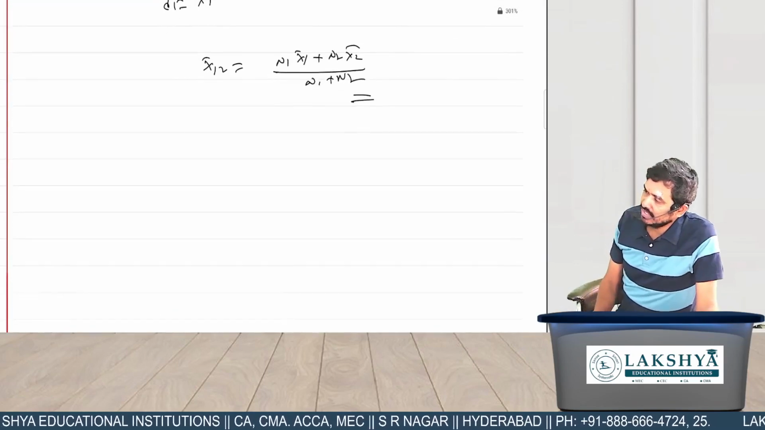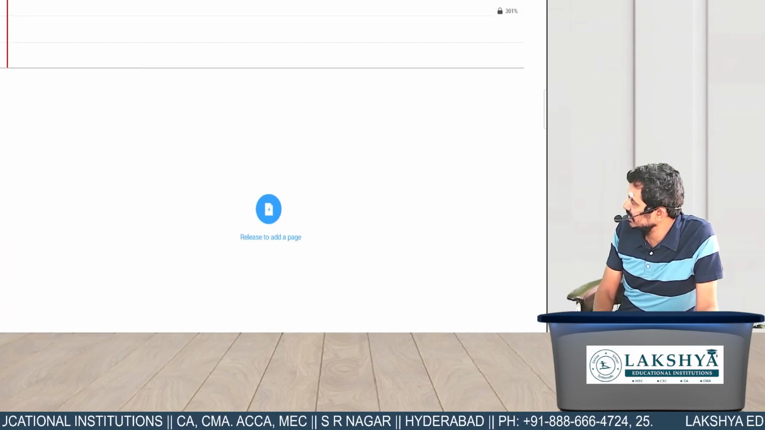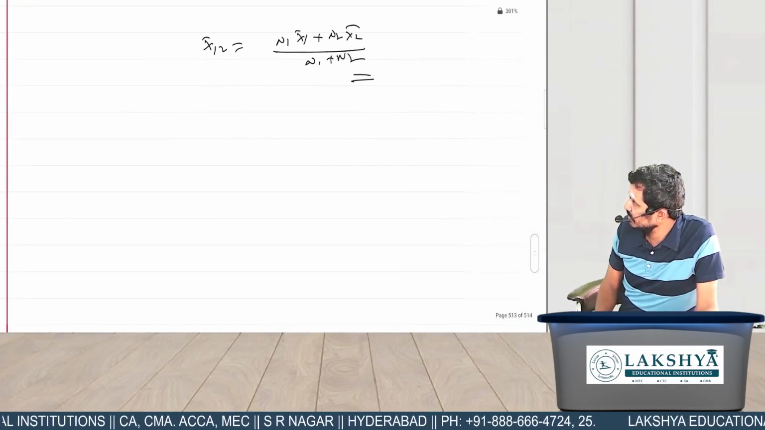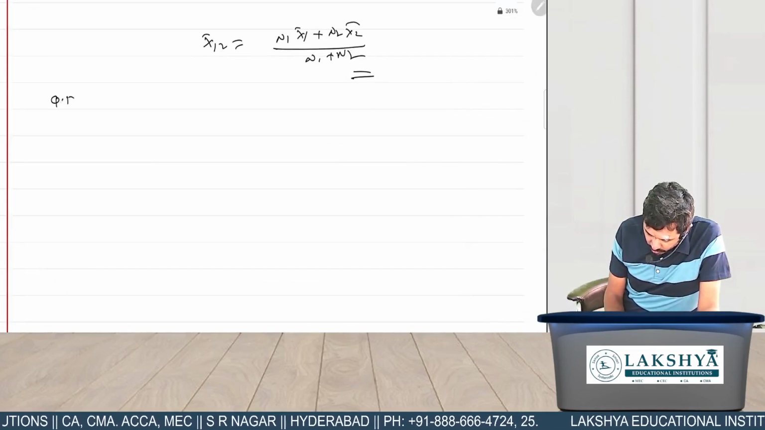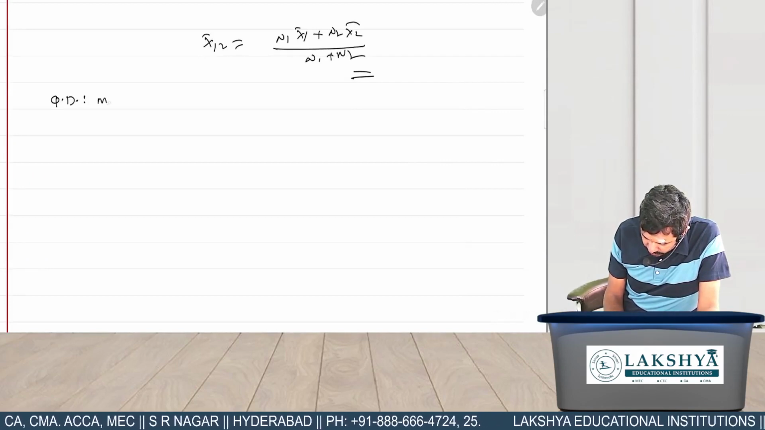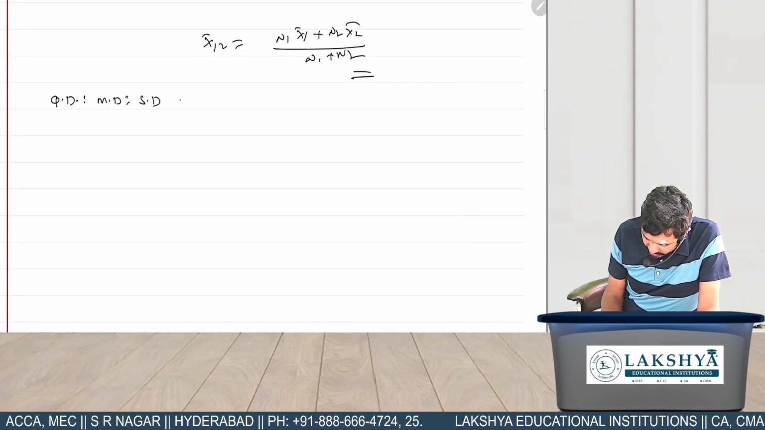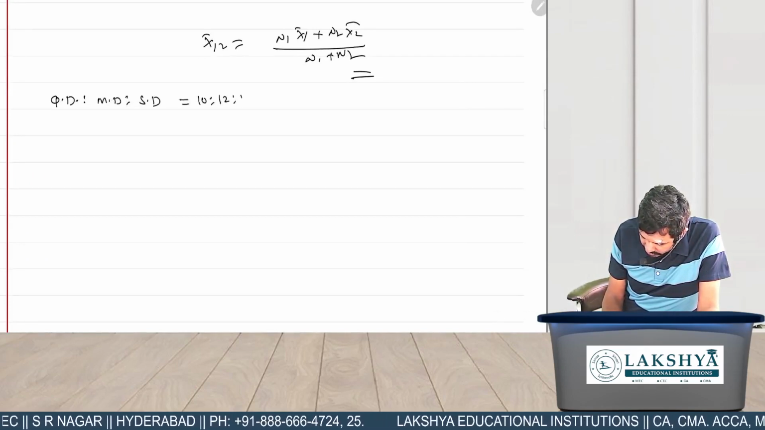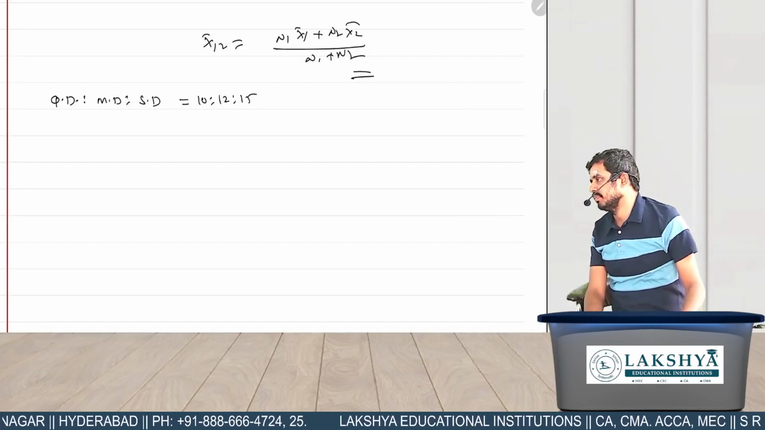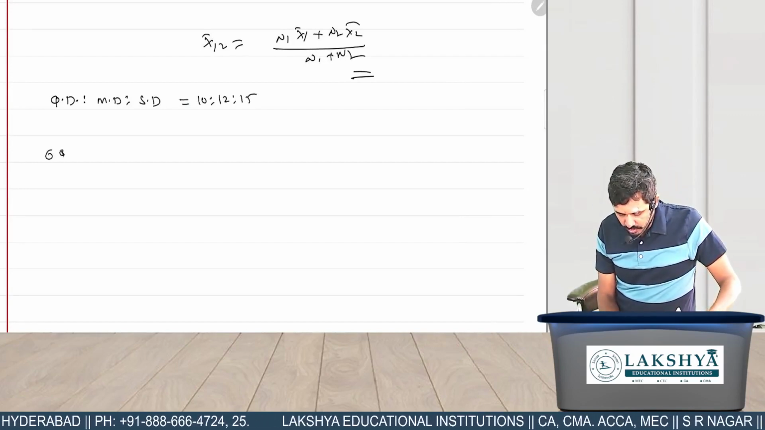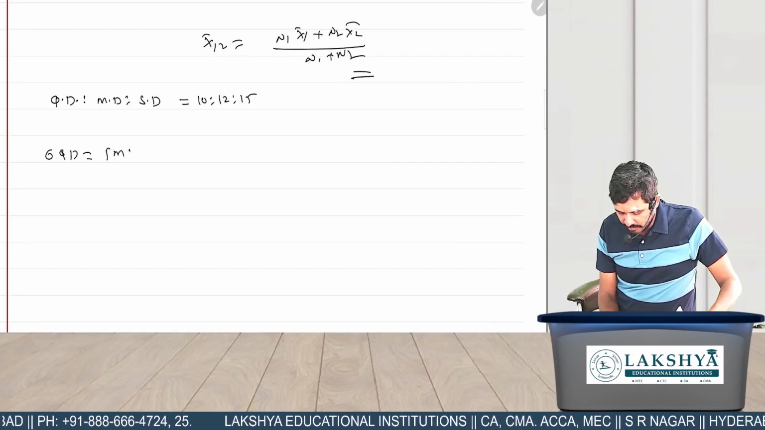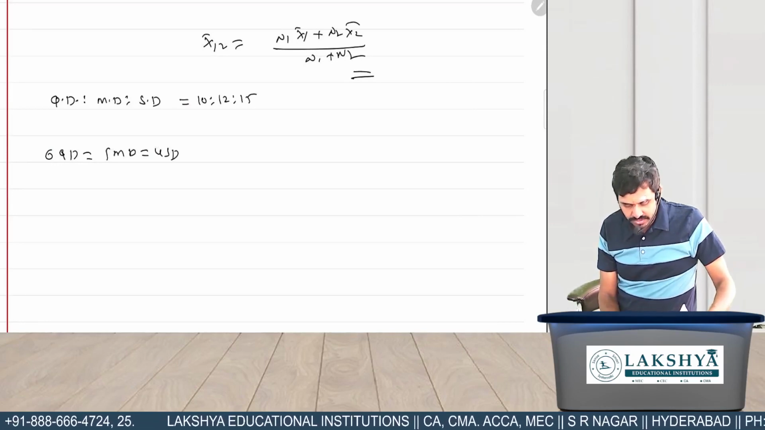Next, the relationship between QD, MD, SD. QD is to MD is to SD is equal to 10 is to 12 is to 15. Otherwise, 6 QD is equal to 5 MD is equal to 4 SD.